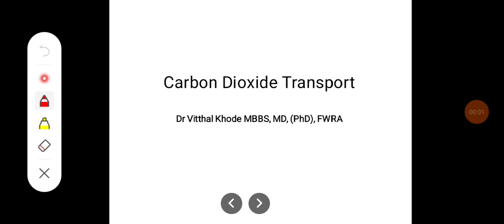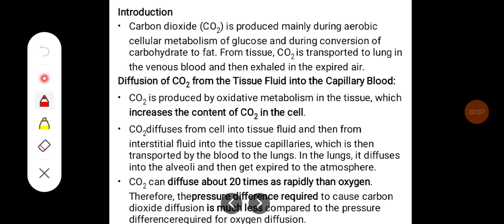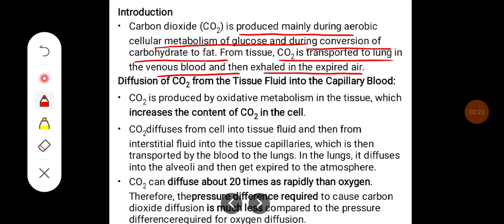Hello everyone. In this class, we'll try to learn about how carbon dioxide is transported in the blood. Carbon dioxide is produced mainly during aerobic cellular metabolism of glucose and during conversion of carbohydrate to fat. From tissue, carbon dioxide is transported to lungs in the venous blood and then exhaled in the expired air.